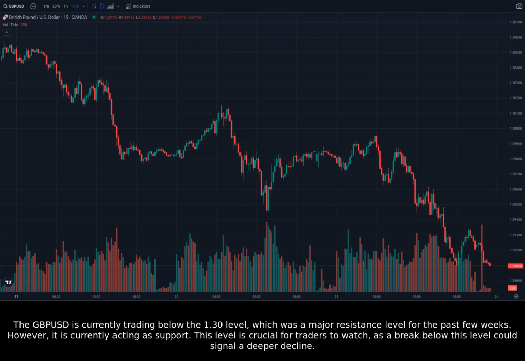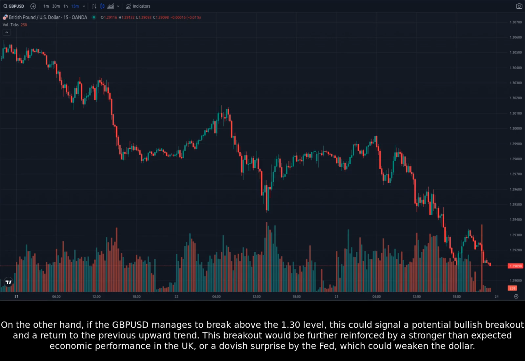The GBPUSD is currently trading below the 1.30 level, which was a major resistance level for the past few weeks. However, it is currently acting as support. This level is crucial for traders to watch, as a break below this level could signal a deeper decline. On the other hand, if the GBPUSD manages to break above the 1.30 level, this could signal a potential bullish breakout and a return to the previous upward trend. This breakout would be further reinforced by a stronger than expected economic performance in the UK or a dovish surprise by the Fed, which could weaken the dollar.